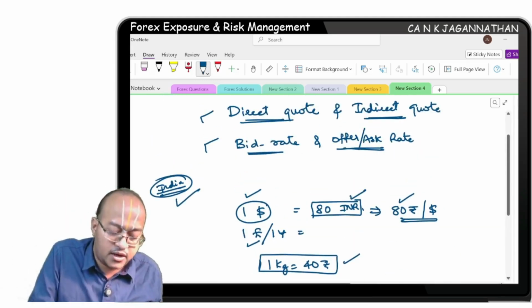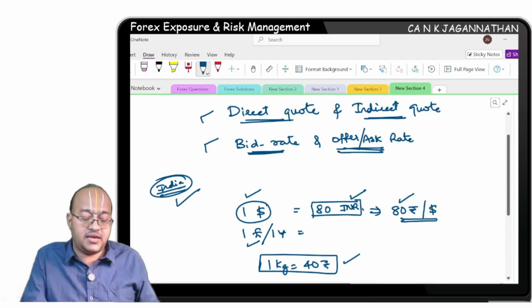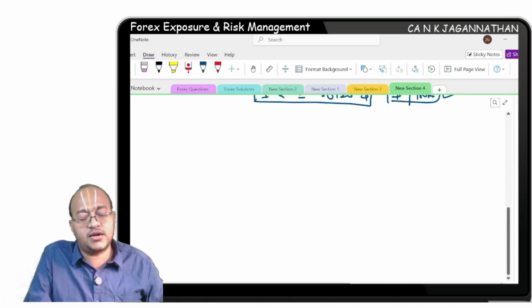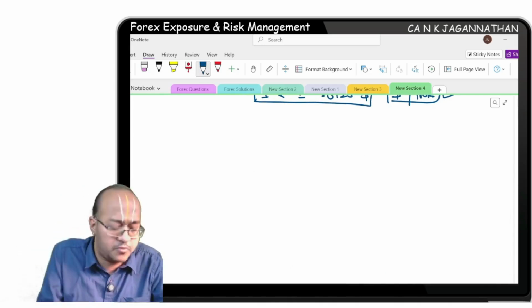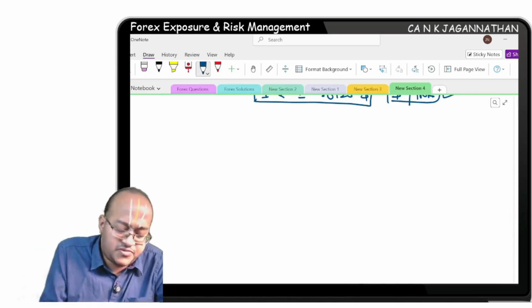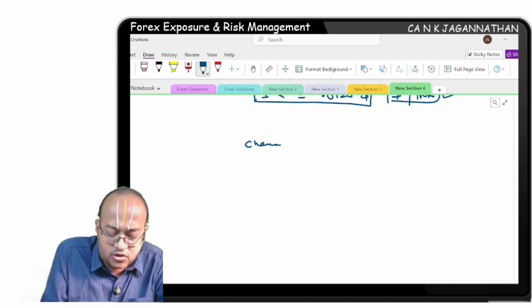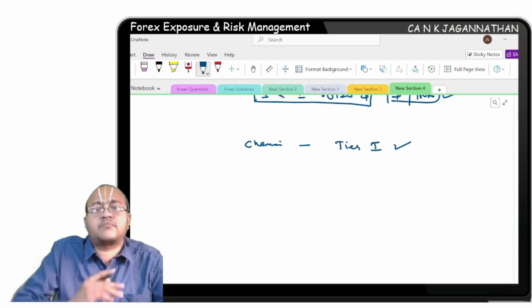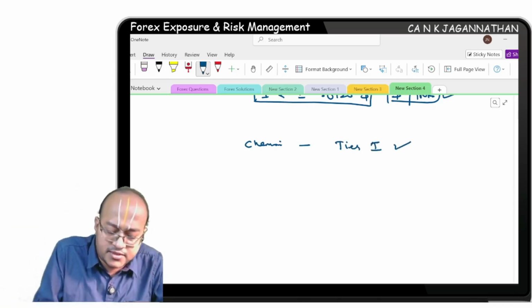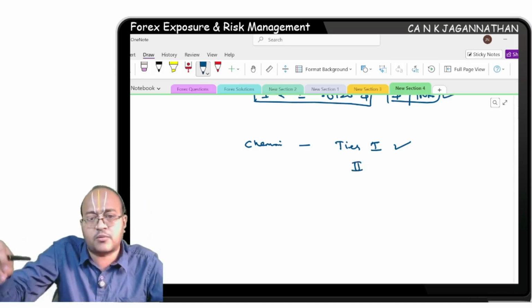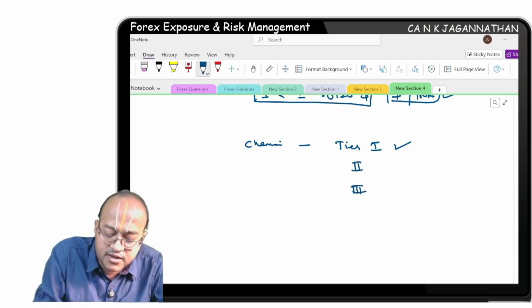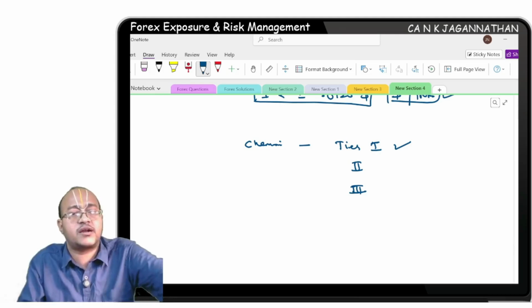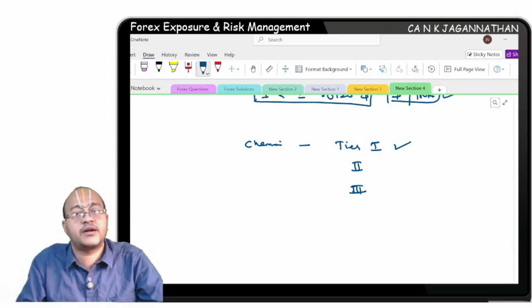Now we will try to understand what is bid rate and offer rate. Very simple. First you need to understand how the forex market operates. Just like the vegetable market, say you have the Coimbatore market, in Chennai there is a top market, correct? There is a tier 1 market, which is a wholesale market. Then there is a tier 2 market. Assume you are living in a particular place, there is also a vegetable market available. Agreed? Then there is a tier 3 market, the local market, the street market, where vegetables are also sold.